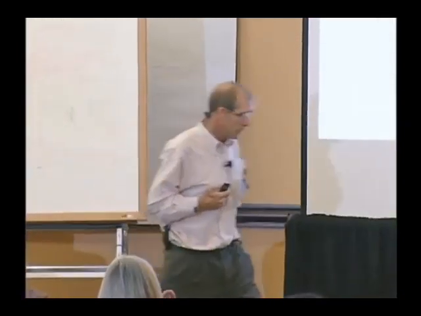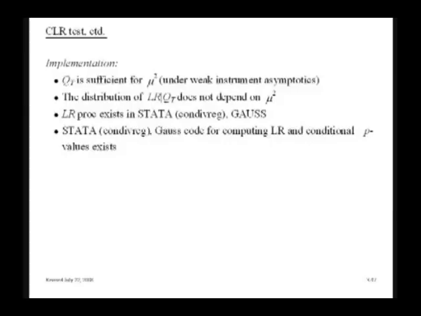So how do you implement it? The tedious way to implement this is you could have a big table, you compute the likelihood ratio statistic, you compute QT, you look it up in a table. It turns out that this has all been programmed up, and thanks to Anna Mikusheva, you just type something in Stata, and it all works really well.